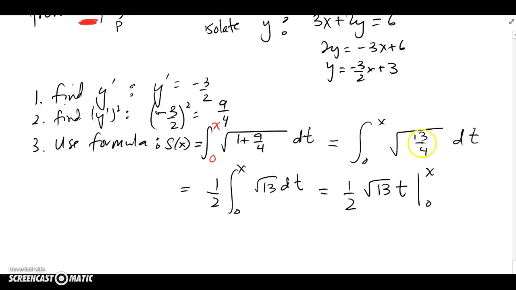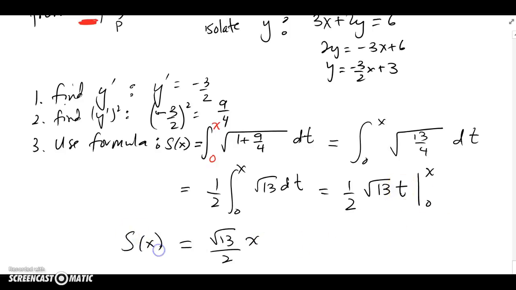So then I get a common denominator, root 13 dt. I pulled out the 1/2 from the square root of 4, put it in the front. So I have a half square root of 13 t from 0 to x. Plug in your limits of integration, and it looks like we get root 13 over 2 times x minus, when I put in 0, I get 0.